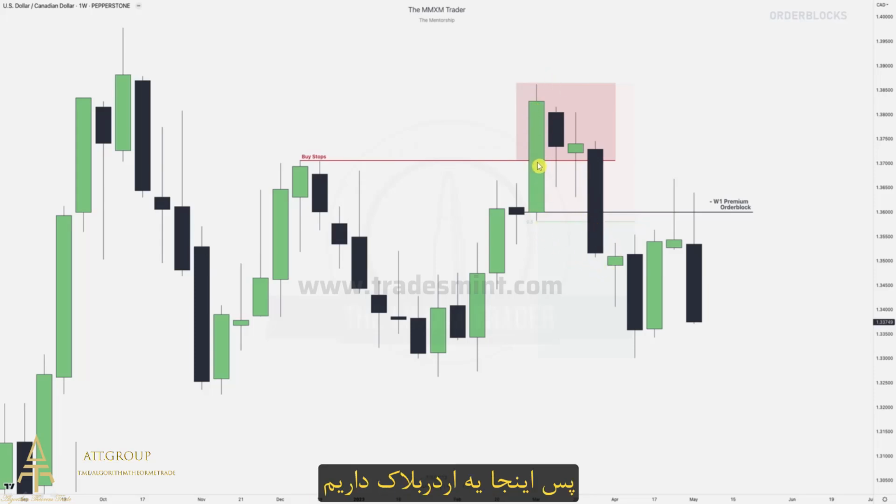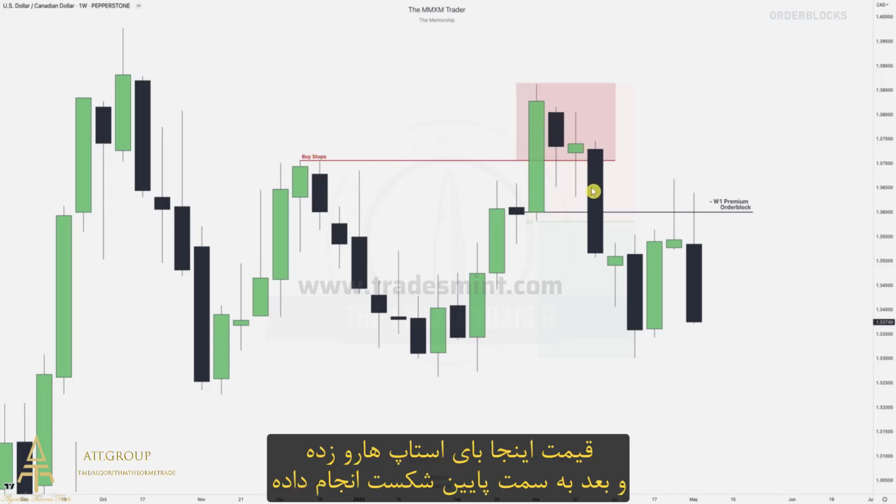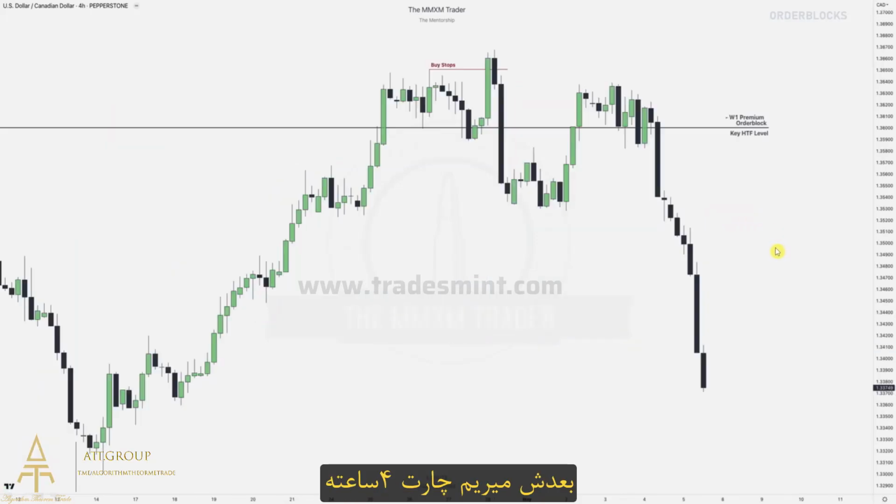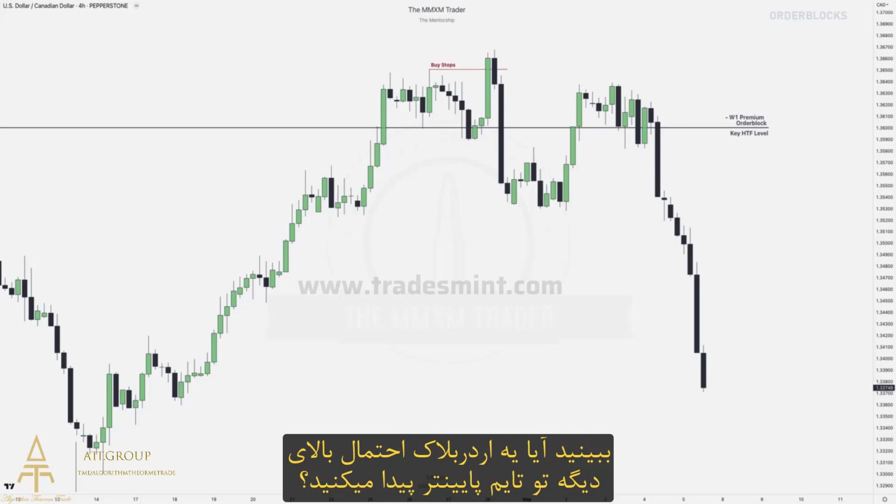So we have this order block over here. We take out buy stops and then price continues to break down lower, confirming this order block. So drawing out this weekly premium order block out in time over here. When we go to a 4-hour chart, we have some more structure to work with. Now take a look at this chart and see if you can spot another high probability order block, only on a lower time frame.